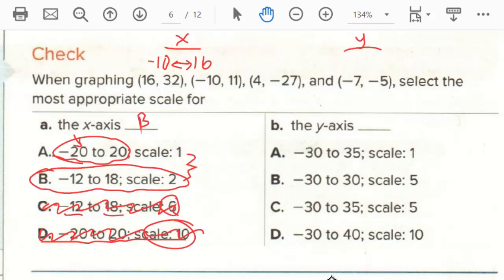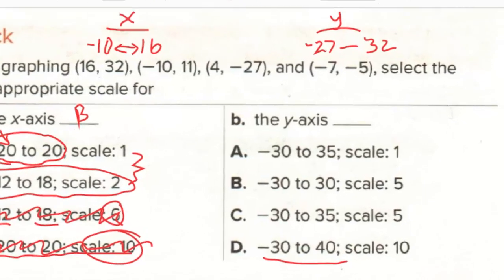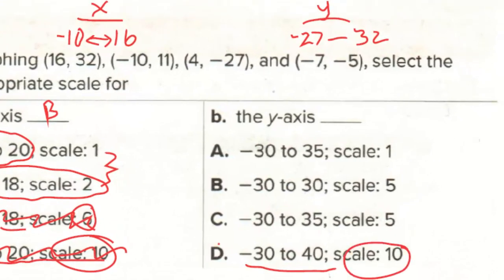Y-axis, my smallest y values are negative 27 through 32. So the first thing we want to do is figure out what numbers are low enough to include negative 27 and big enough to include 32. We look at choice D here. Negative 30 through 40 is definitely big enough, but our scale is just way too big. Choice C is negative 35 to 35, which is definitely big enough to include, with a scale of 5. Now, that might actually work, but let's check the rest of them.